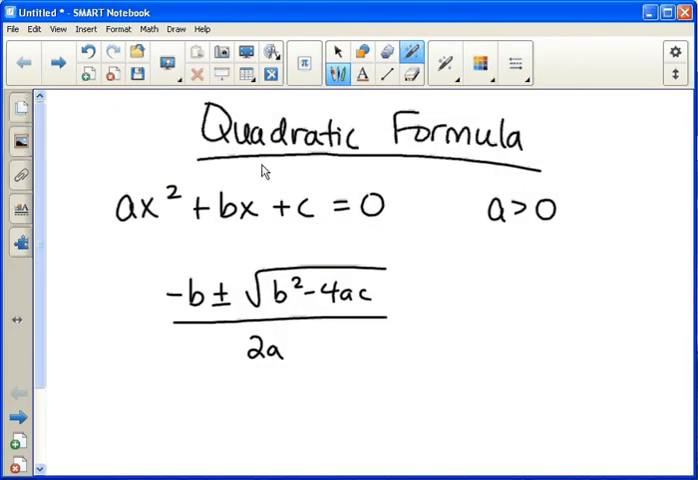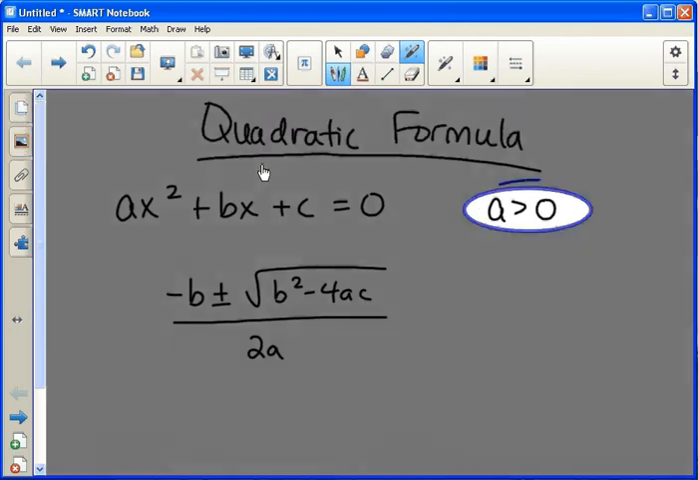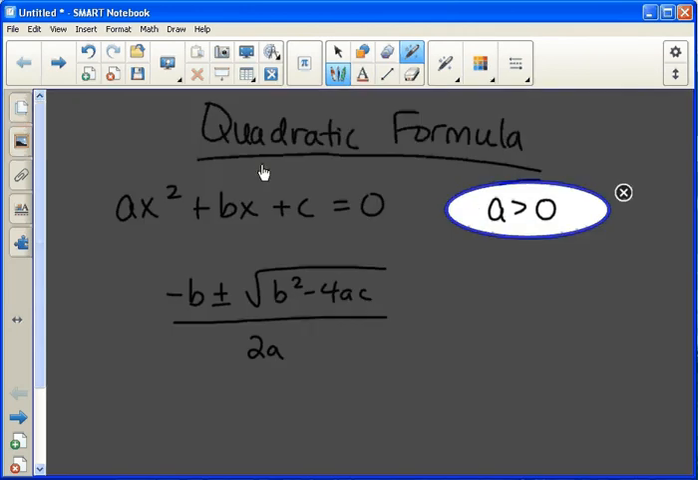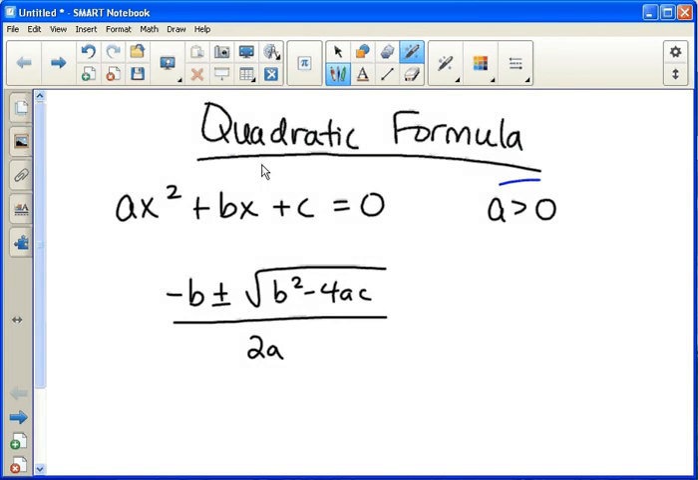Notice one thing though. A, B, and C are all constants, so they're numbers we just don't have the specifics of right now. But one important thing is that A has to be greater than 0. If you come across one where the coefficient in front of x squared is negative, you're going to have to change that because you can't have a negative A in this formula. If A is negative, then you need to multiply everything by -1 to fix that.